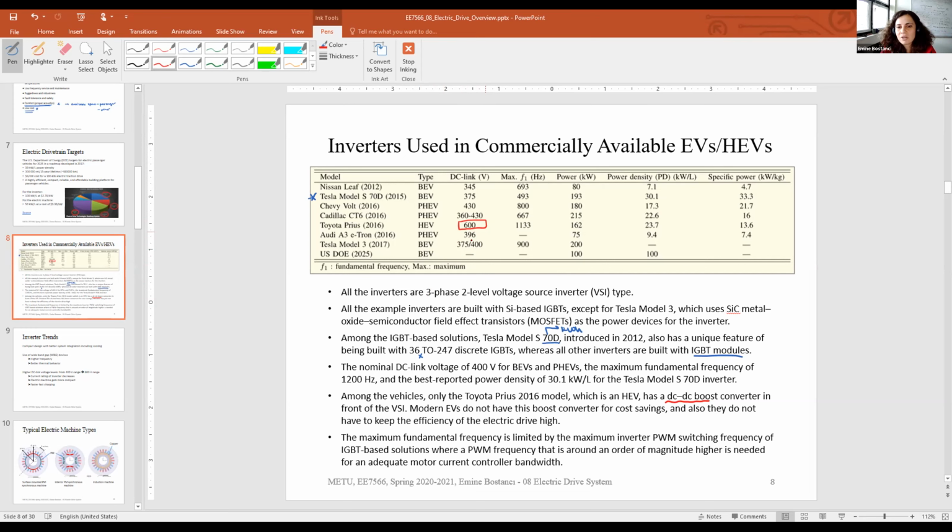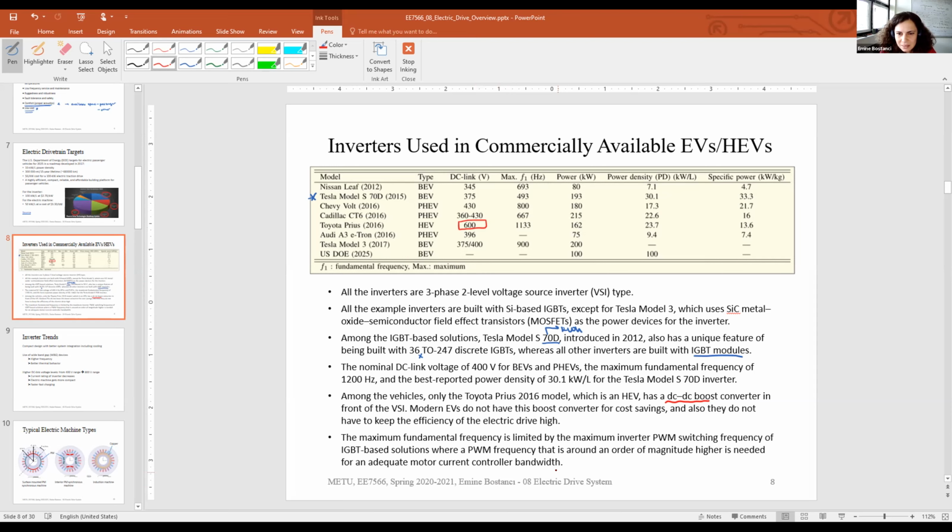But this is not very common. We don't have many vehicles with an additional DC-DC boost stage, because I think it adds to the cost. It makes the system more complicated. And that's why they learned how to deal with the fluctuating DC link voltages in terms of the electric machine control. And here, this is important.